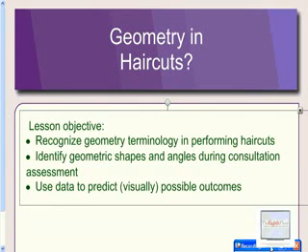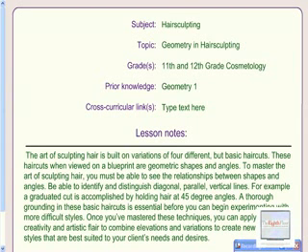haircuts and help them recall some of the information that they already have, to help them identify the geometric shapes and the angles that they are going to be using and thinking about even during their consultation assessment, and to use all this data that they collect to predict visually, obviously, what the end result is, their outcome. So there you go. And my little note there just said that the art of sculpting hair is built on variations of 4 different but basic haircuts.